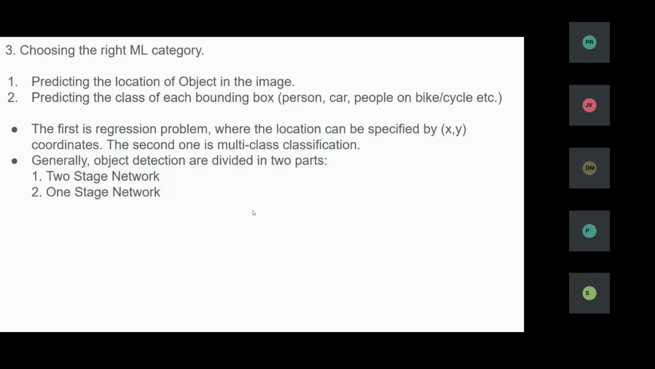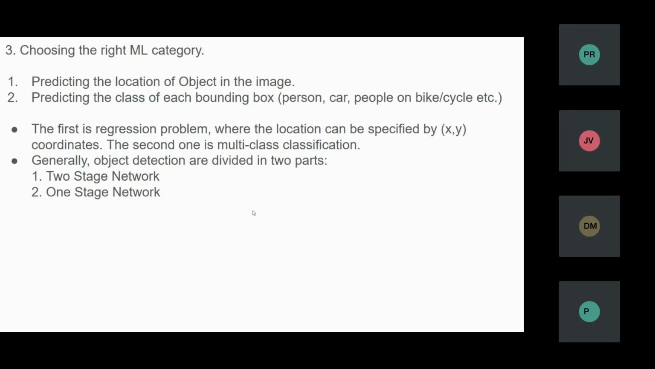So for doing that, we have to choose the right ML category or the right machine learning model. And the machine learning model has to do two things: predicting the location of an object in the image, where the object lies in the image, and predicting the class of each bounding box. So whether the bounding box consists of a person, a car, or other vehicles per se.